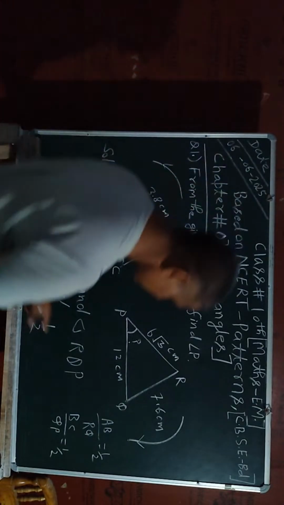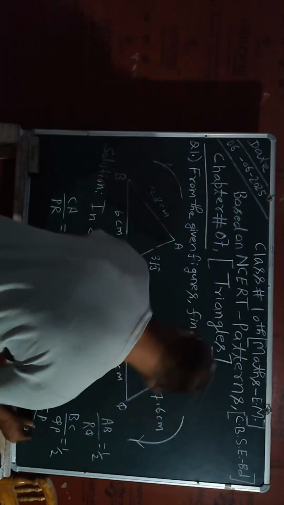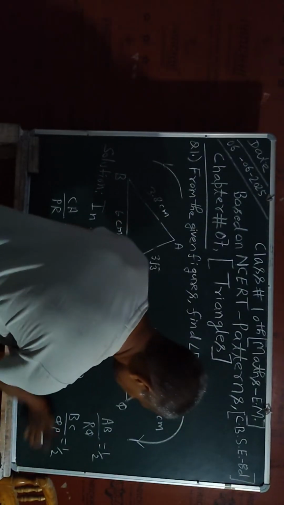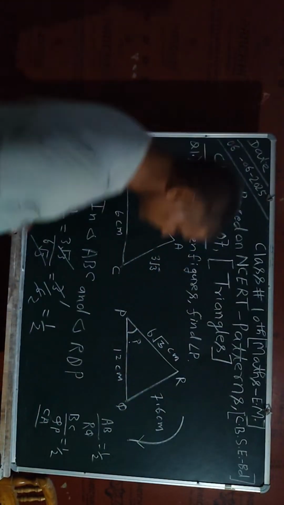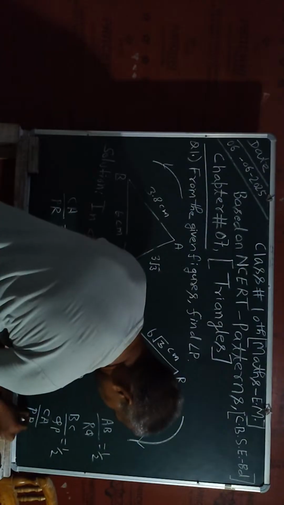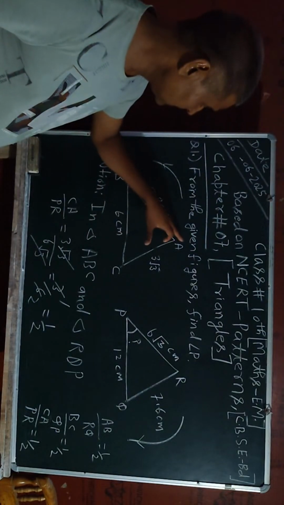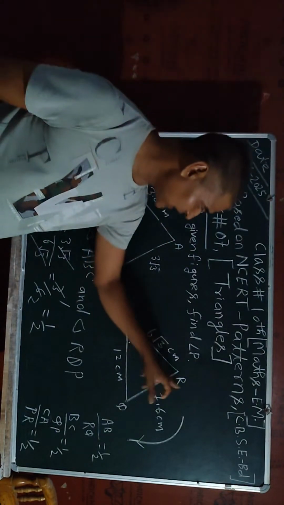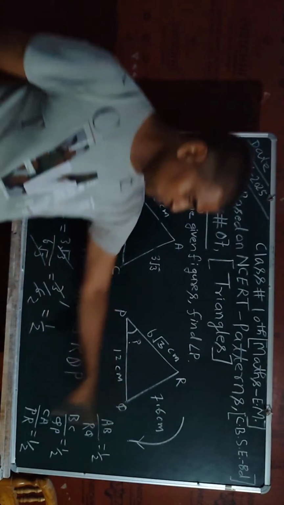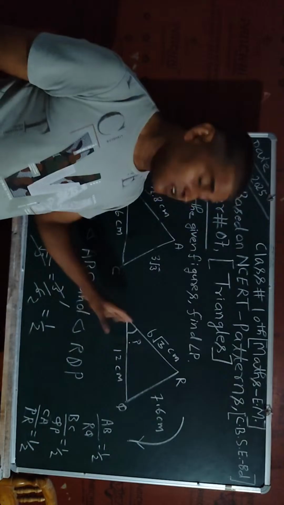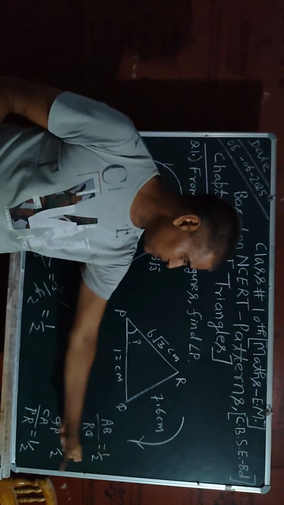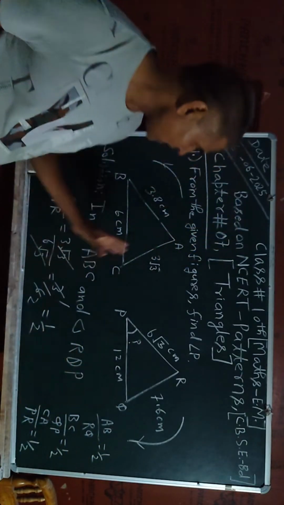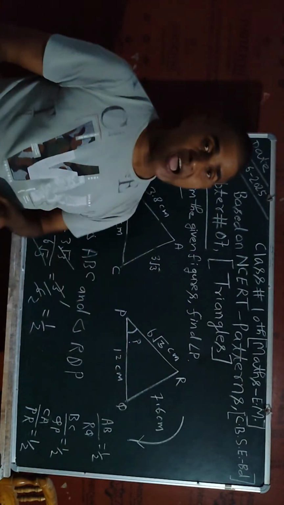So I will write here CA divided by PR, which is equal to 1 by 2. So here I am looking in triangle ABC and also in triangle RQP. The ratios are the same. It means that all the corresponding sides are in the same ratio. So the ratio I am getting here is 1 by 2, 1 by 2, 1 by 2. The ratio is okay. So I will say this triangle and this triangle both are similar.